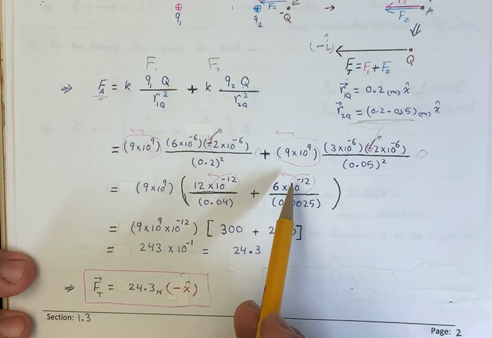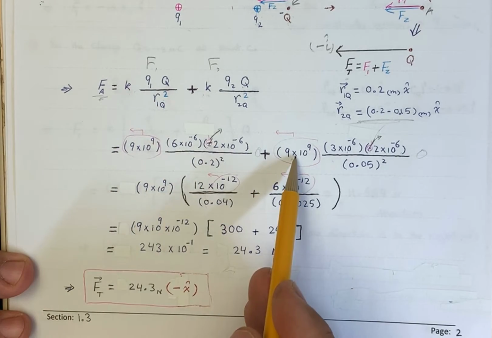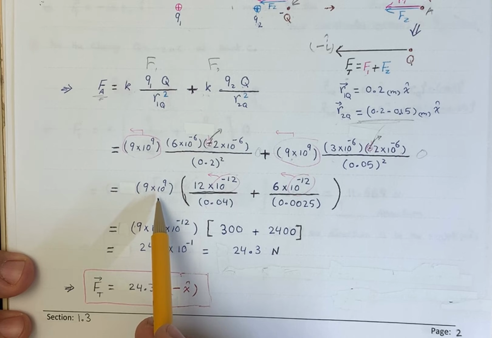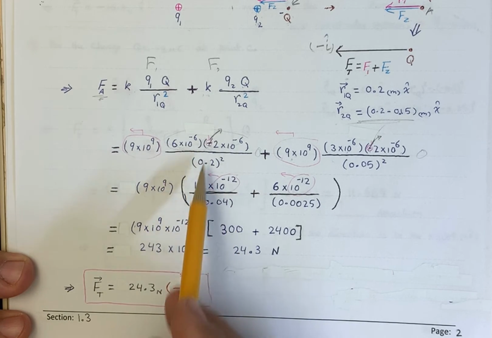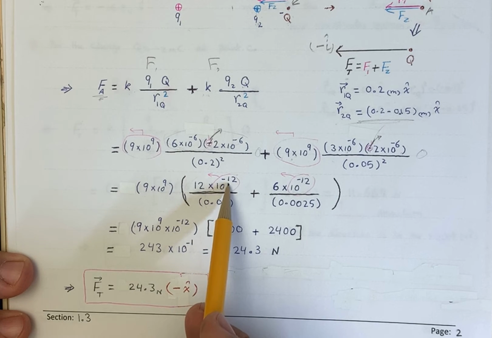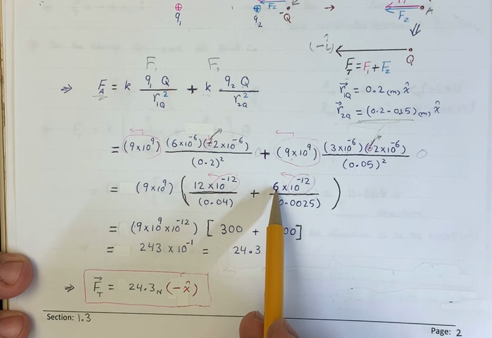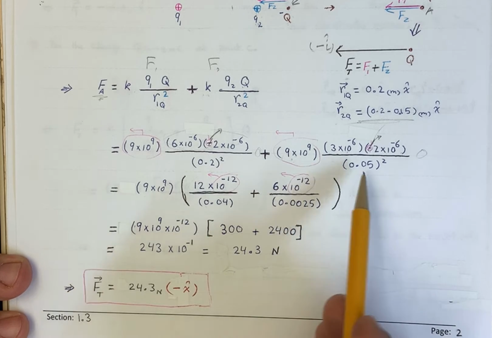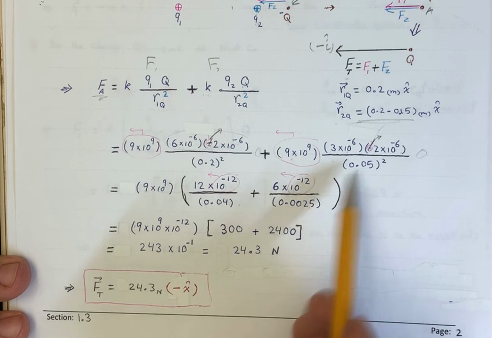So the constant K in both terms is the same. I can take it outside as a common term. And for this, it's 12 times 10 to the negative 12. And here also, this time this is 6 times 10 to the negative 12, and the distance squared is here, which is the first distance and the second distance.